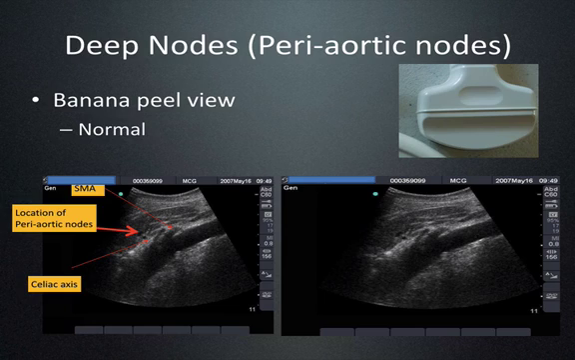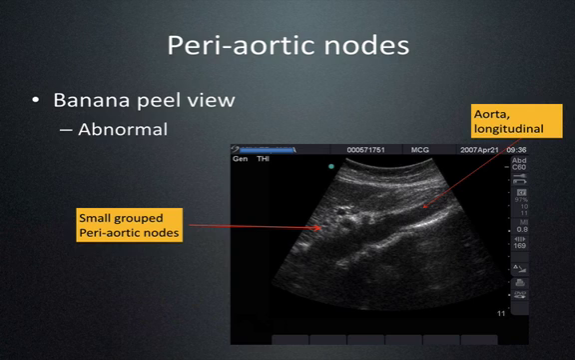If you see the aorta longitudinally, there will be 2 branches coming off that look actually like the peeling of a banana. The first one will be the SMA, or superior mesenteric artery. The second one will be the celiac axis. You can scan just above that area, and your peri-aortic nodes will be right above the celiac axis and superior mesenteric artery. This is a banana peel view of the aorta, and you can see it's abnormal.